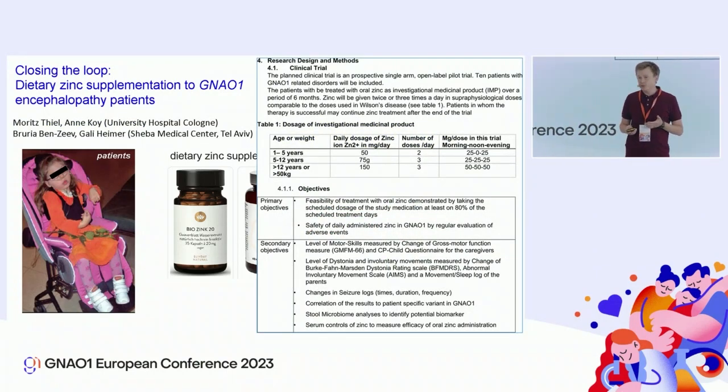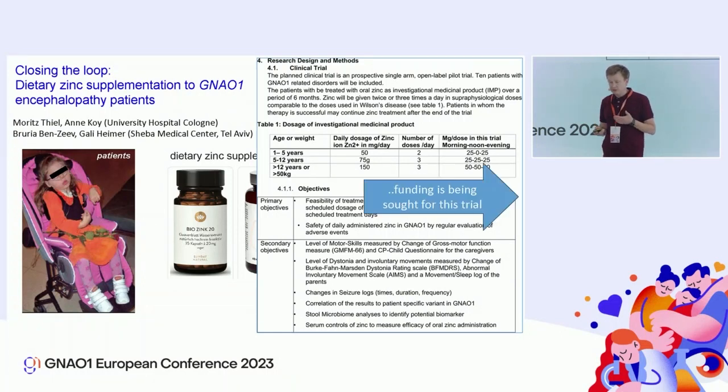So what we want to do, together with Moritz Thiel and Anna Coy and Brewer, Benzeev and Galeheimer, we want to do a clinical trial, initially on the German cohort of patients, to see what would be the outcome of daily supplementation of zinc in the dose which corresponds to the Wilson disease patients, to the GNAO patients, regardless of their exact mutation, for the period of 6 months. So this is what we want to do, but we are in the stage of looking for the funding for this project, which is ongoing.